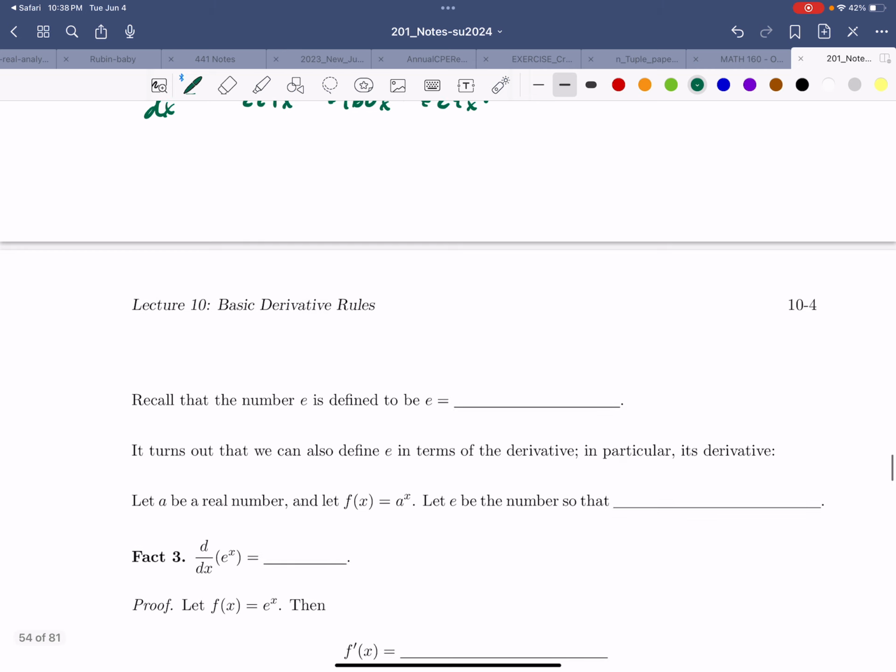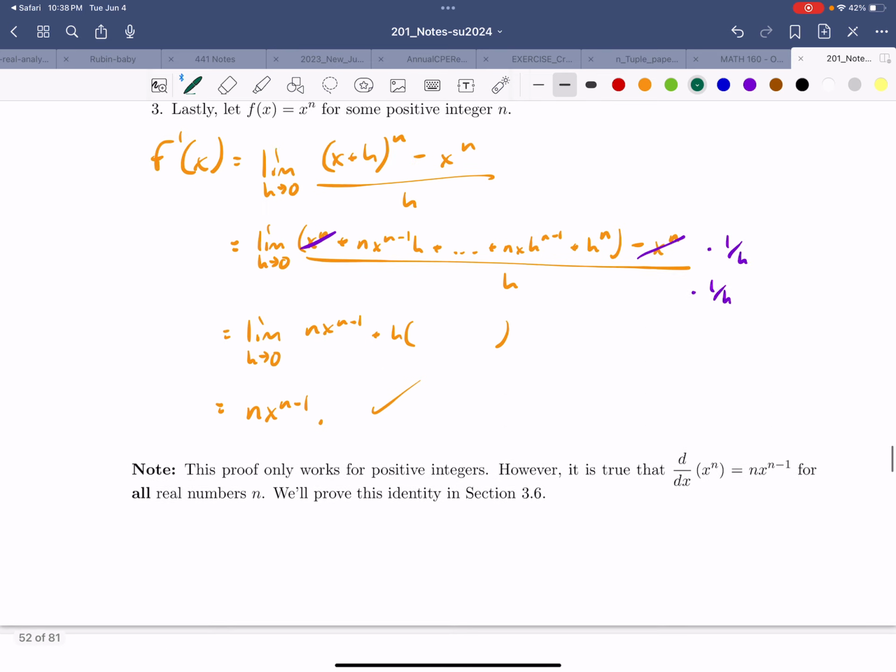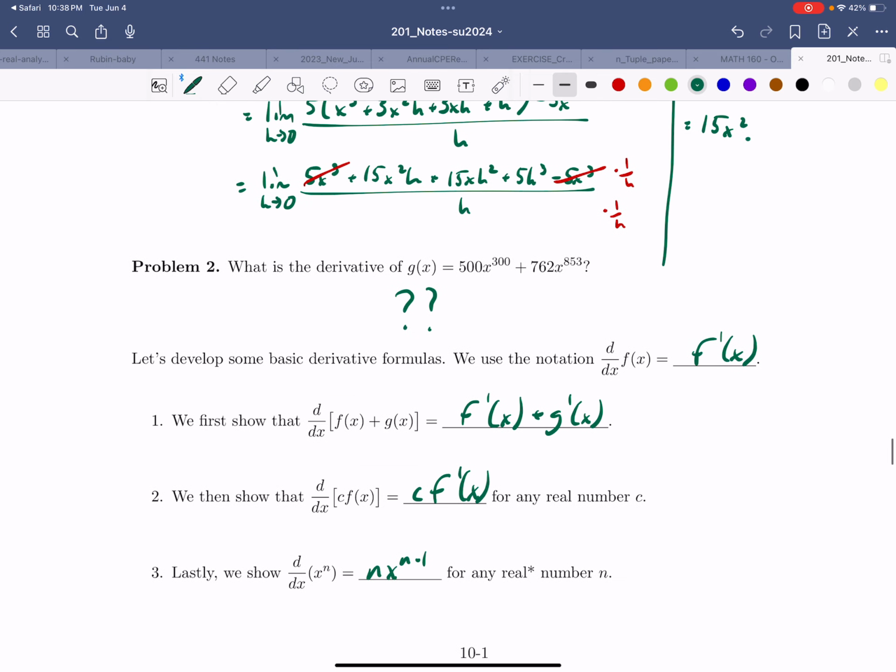Now, we've talked about polynomials, right? At this point, we can take the derivative of any polynomial. Actually, before we do that, let's go back and answer our question. What is the derivative for problem 2?